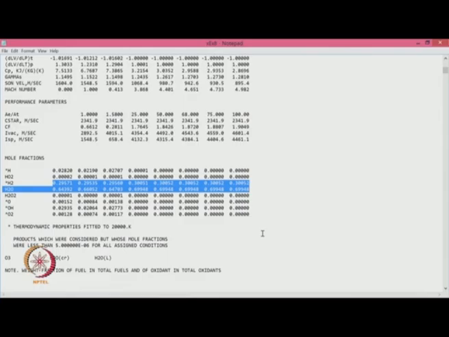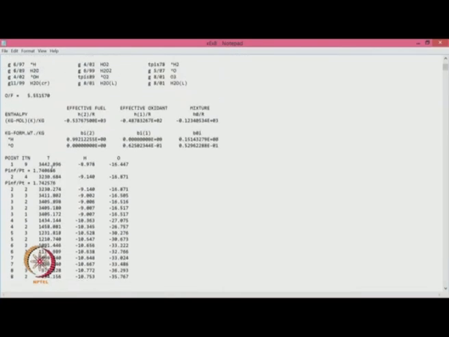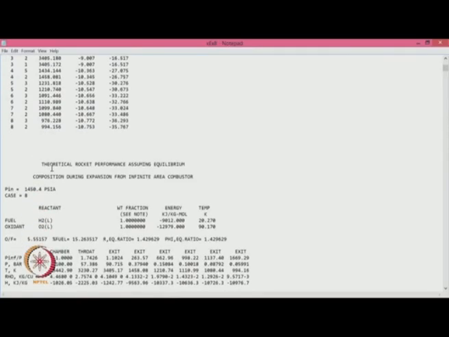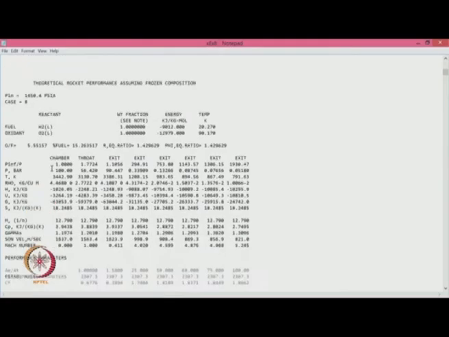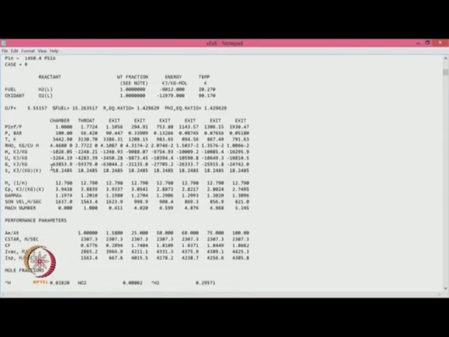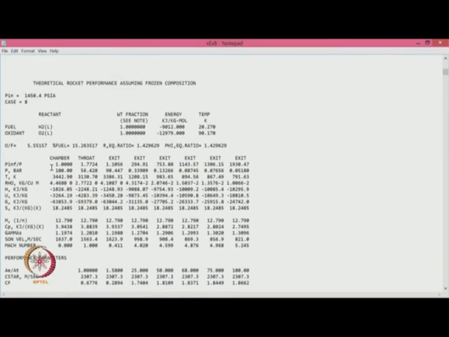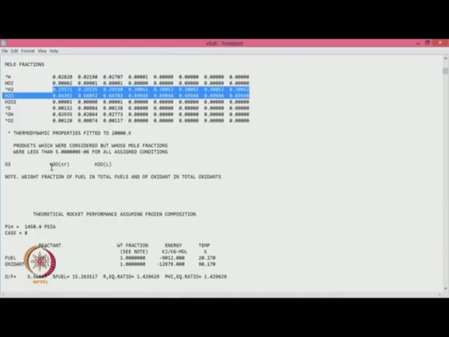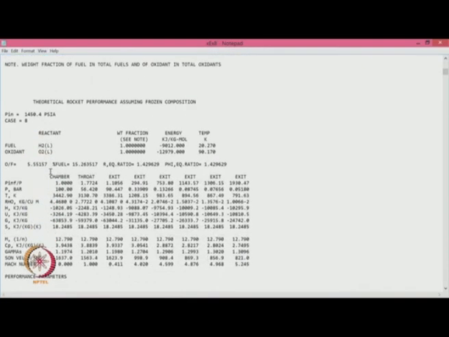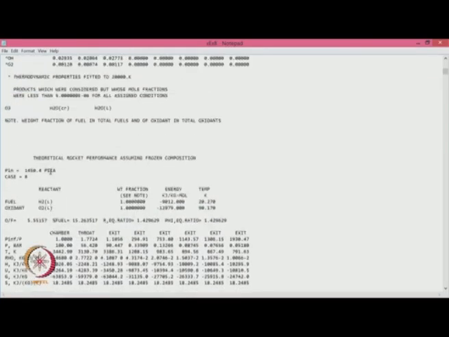Now, this was with equilibrium, and you can see that if you look at the composition, let me first go back and check whether this is equilibrium composition. At some values the frozen flow does not give the correct composition.